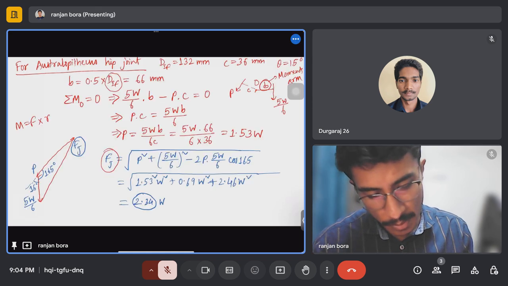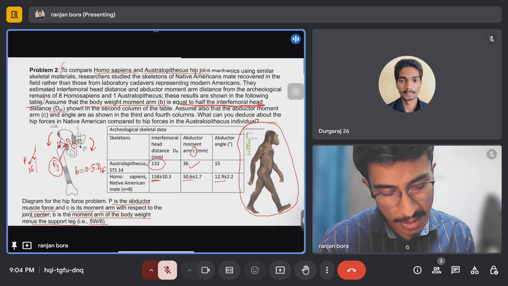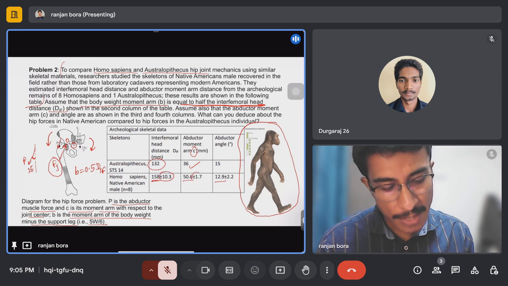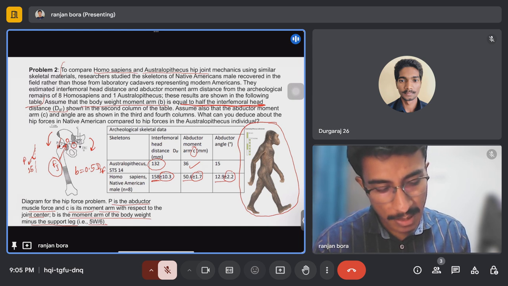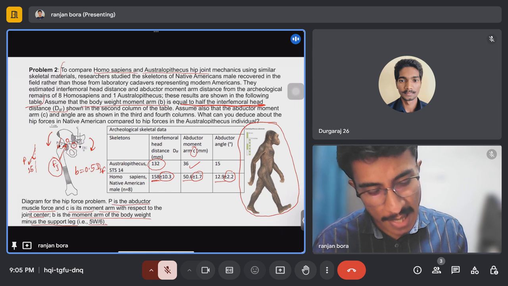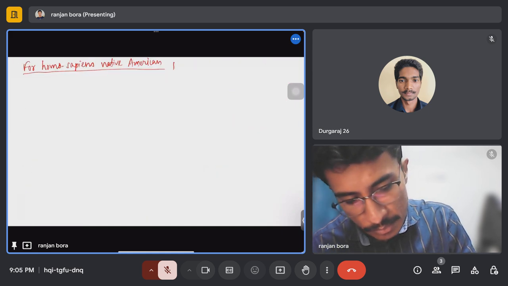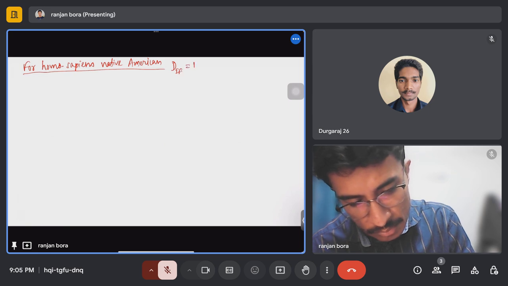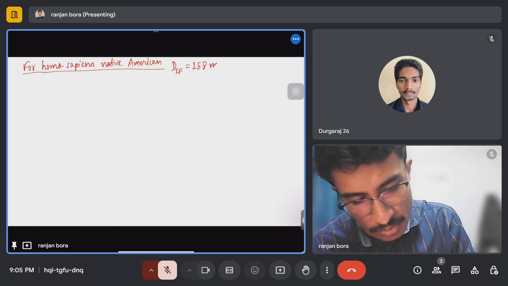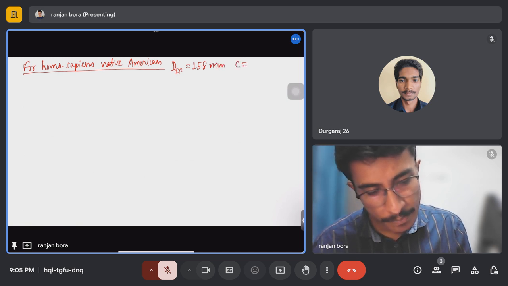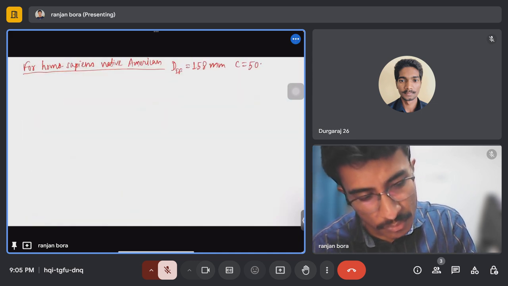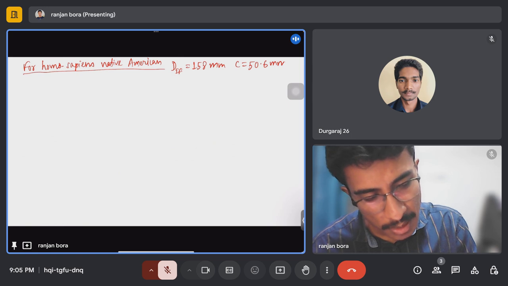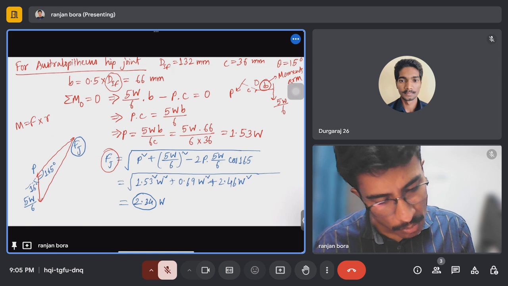For Homo sapiens, I am taking the mean data. Here they have given some extra plus-minus data, which are the deviations from the mean. I am considering only the mean data which is given. Like DIF is 158, MMC is 50.6, and theta is 12.9.